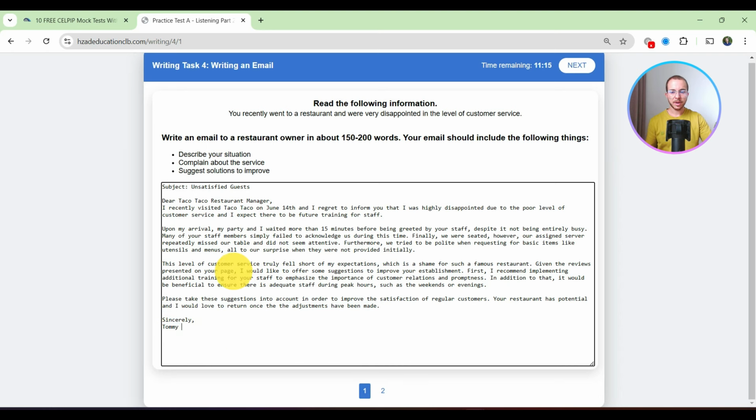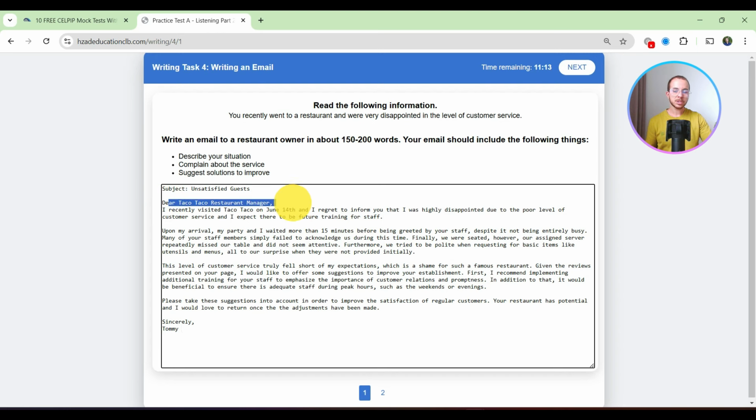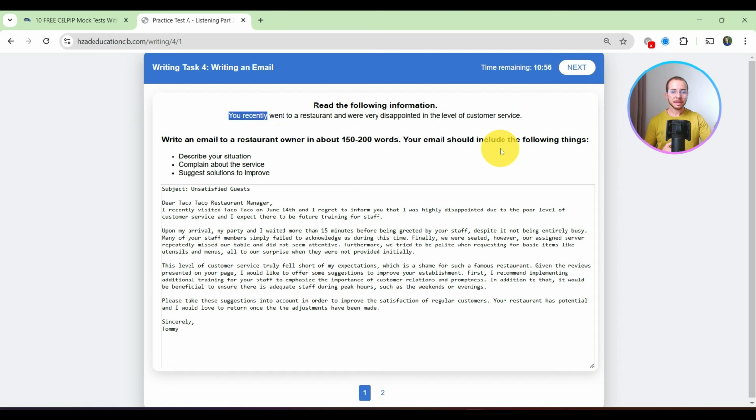I don't think it matters very much, as well as the name of the restaurant, you get to make that up. Overall, I'm quite satisfied with this. The most important thing that I was looking for was the vocabulary used and identifying the real situation, which is presented in the prompt here, as well as providing a solution. So you can see the two main paragraphs are complaint, solution.